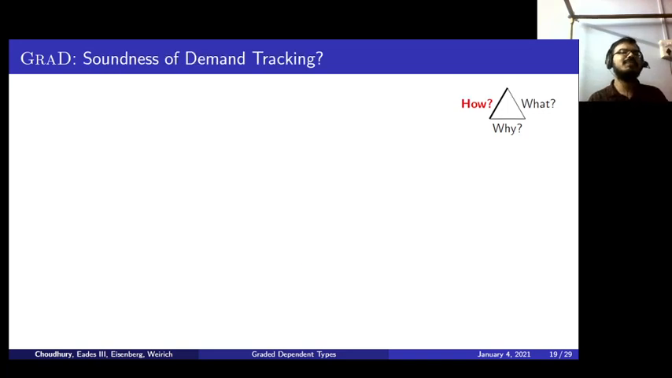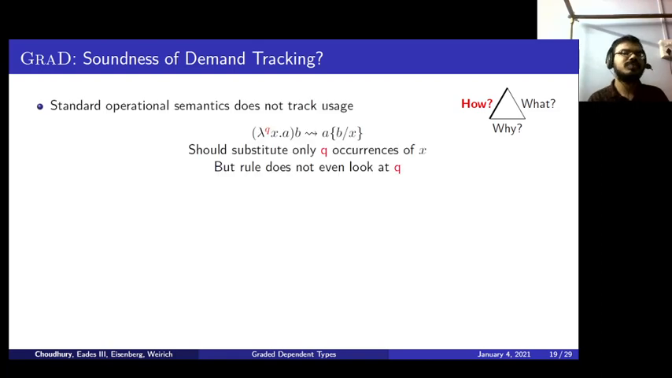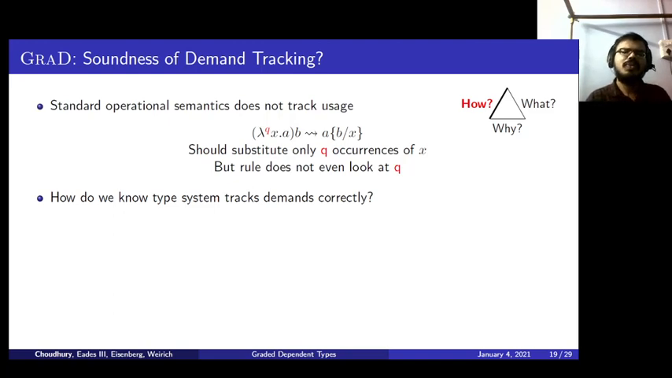Now with type soundness in place, let us ponder about demand soundness. Is our system also demand sound? The standard operational semantics does not track usage. For example, in the beta rule, we should substitute only Q occurrences of the bound variable. But the rule does not even look at Q. So how can we ensure that demands are tracked correctly by our type system? We need a semantics that enforces fair usage, that substitutes according to the grades.